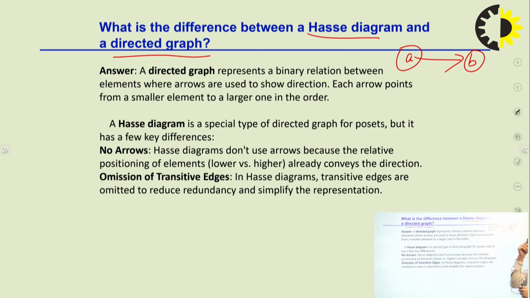And the other thing is that we also remove the mentioned directions because it will be bottom to top, and we also avoid the circle around the particular element. So no arrow is present, and the transitive edge is omitted. So the Hasse diagram is prepared on the basis of the partial order set, and in short form it is written as the poset.